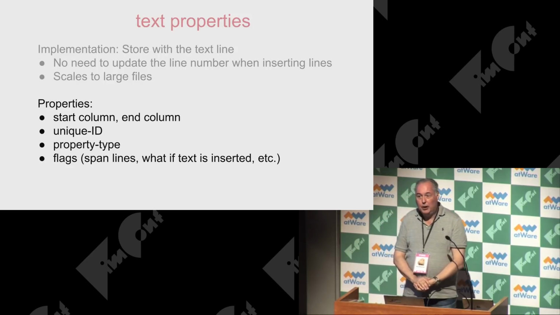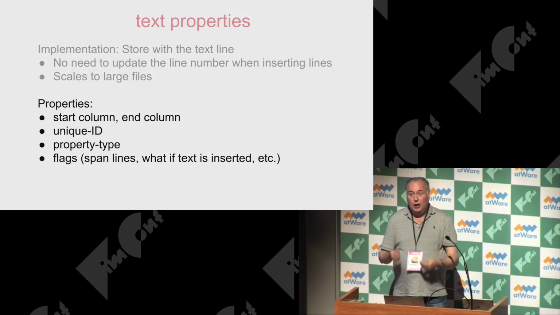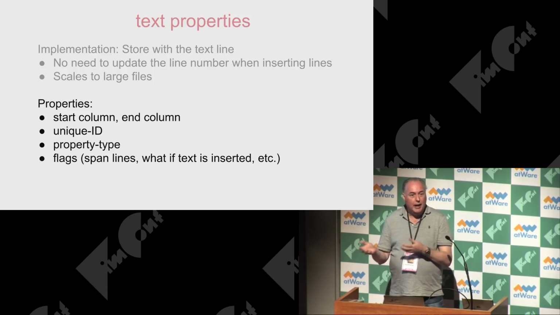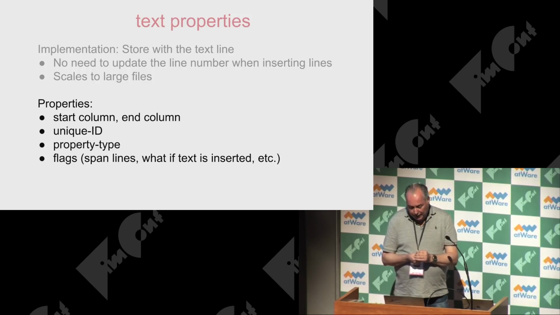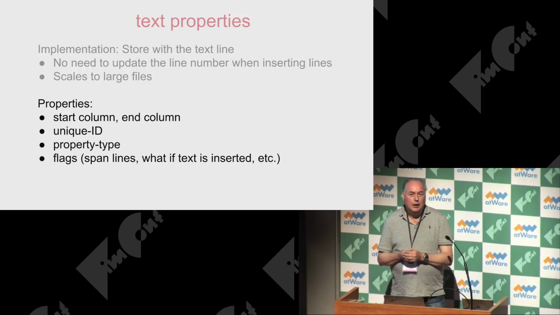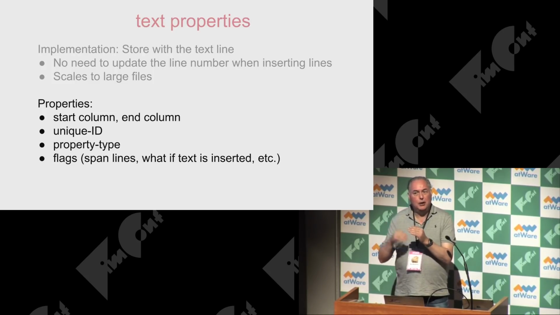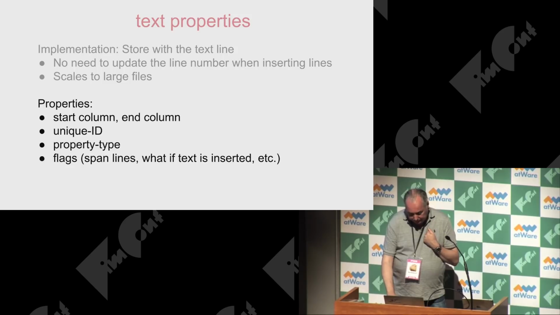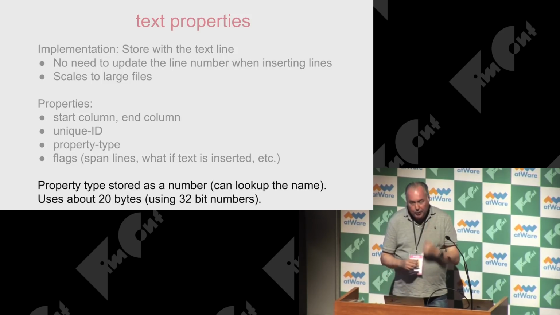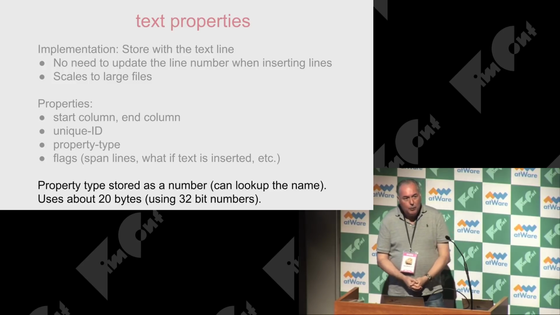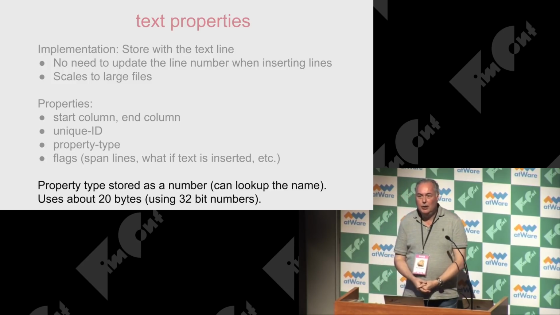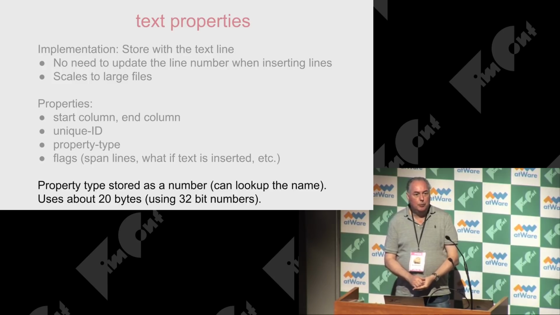Well, what are those properties? What do we actually need to store? The point where it starts, so the starting column, or byte probably, the length or the end. Like I said, the unique ID and the property type. And we need some flags that say, like, if a property goes over a line break, so it continues in the next line, you would set a flag continues from previous line, things like that. This would actually not cost much space. I think one property is about 20 bytes. Unless you use a 64-bit system, it would be double that.